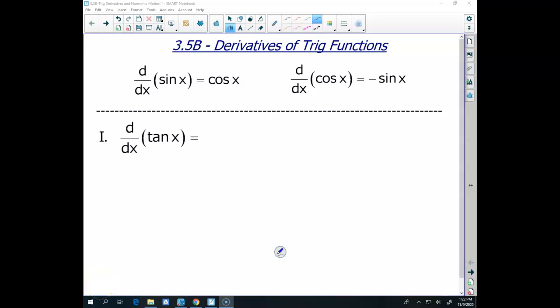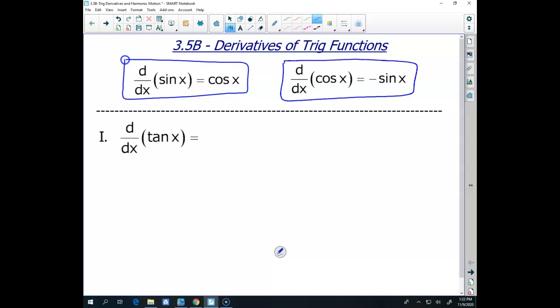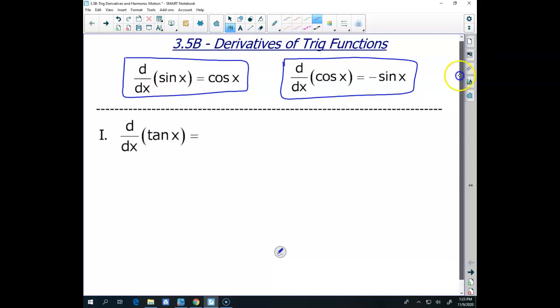More and more derivatives. So far you do know that the derivative of sine is cosine, and the derivative of cosine is negative sine, along with your power rule, all those lovely properties of derivatives, the derivative of a sum of functions is the sum of its derivatives. And we're going to look at a couple more here, and we're going to look at the tangent function first.